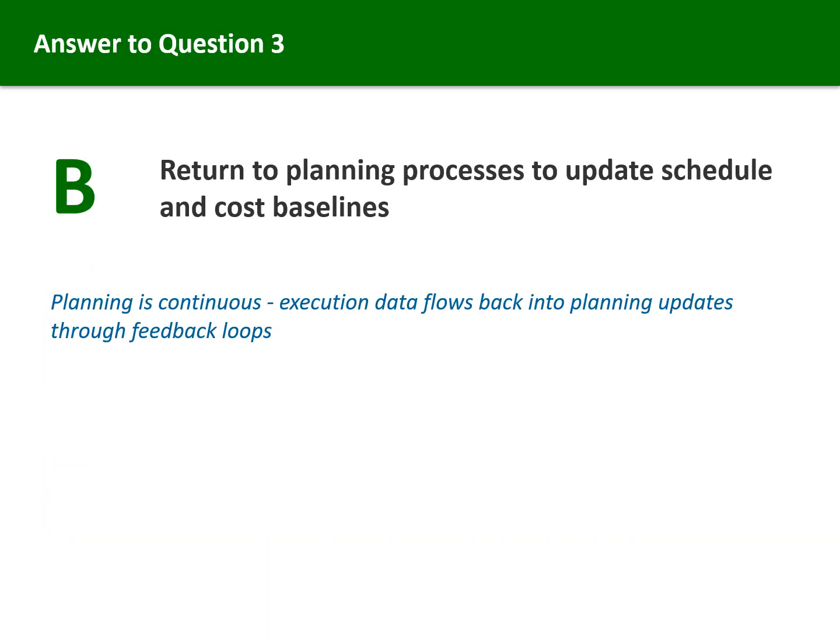According to the process flow, planning is not a linear phase that ends when executing begins. It is a continuous cycle where execution data flows back into planning updates. A change in scope during execution necessitates a return to the planning processes to update the schedule and cost baselines before work continues. This concept of feedback loops is critical for answering what should the project manager do next questions.